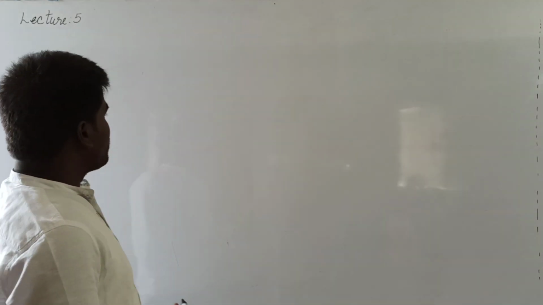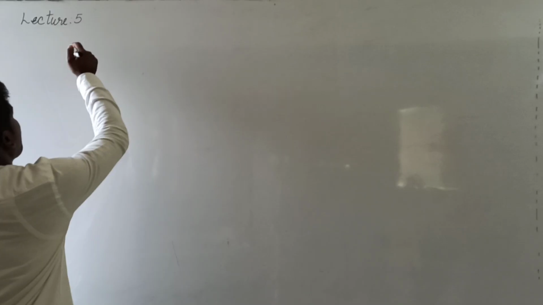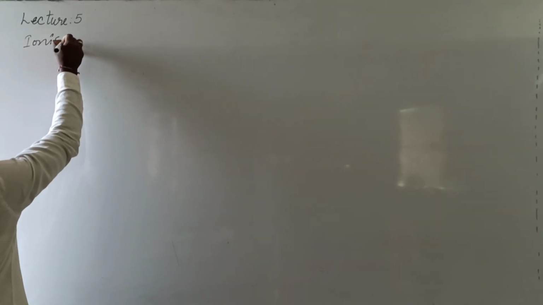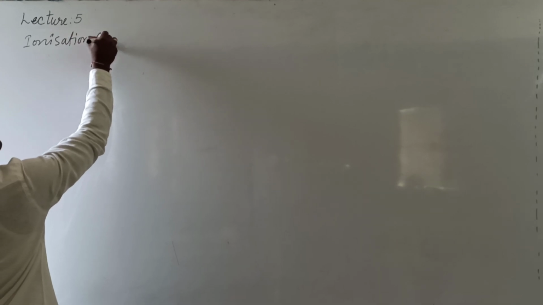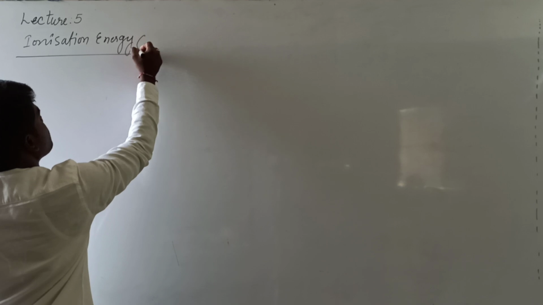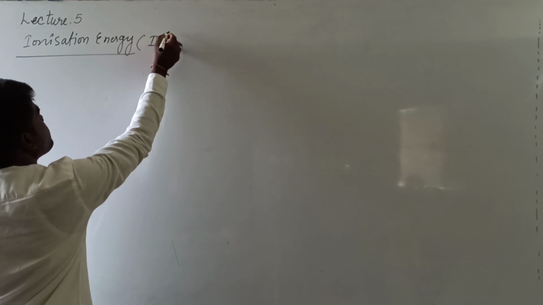The next periodic property is ionization energy. Simply denote this with IE.